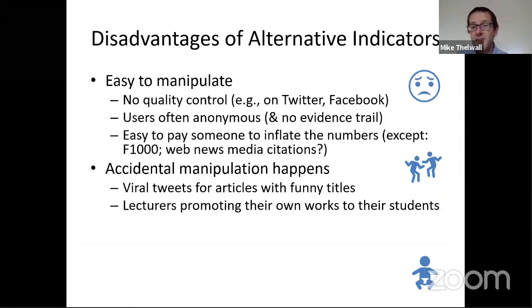And also, accidental manipulation happens. So some of the highly tweeted articles have funny titles and people tweet them as a joke rather than for the value of their research. So that just naturally happens. And it's fair for people to promote their work using social media, and this inflates their Altmetric score.